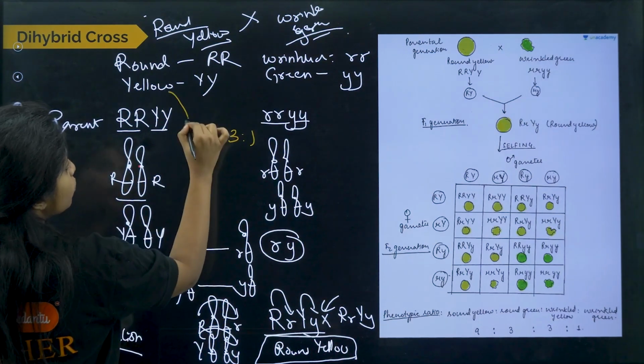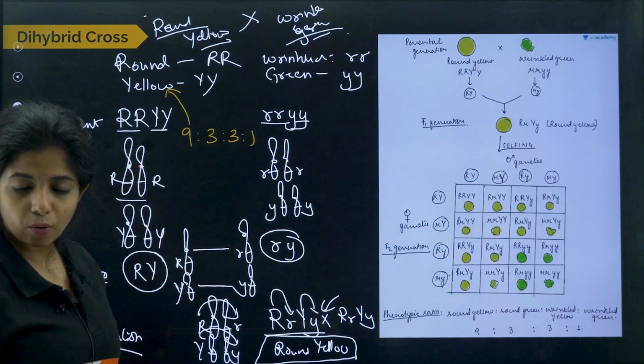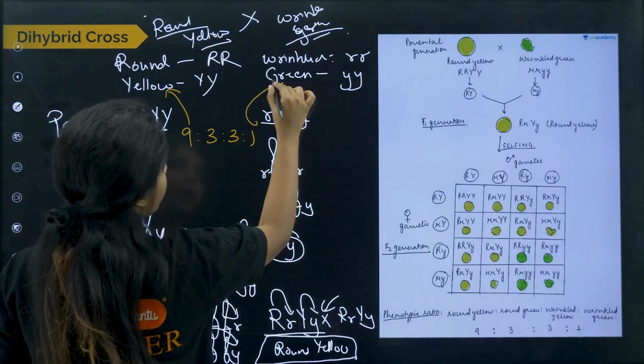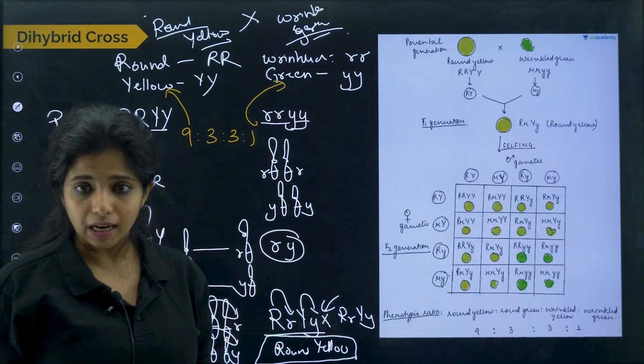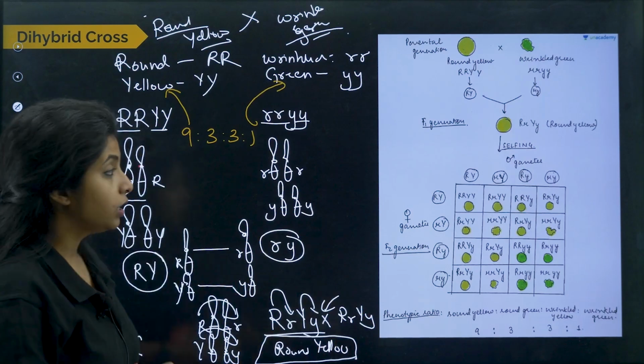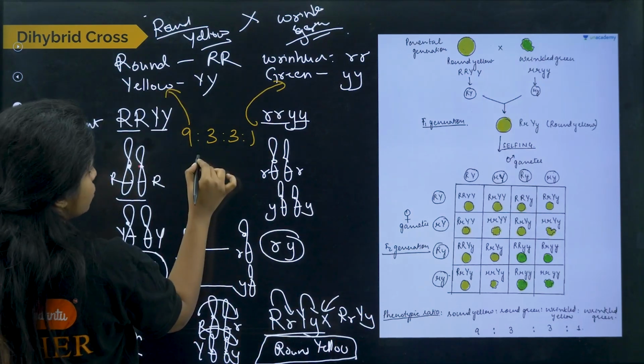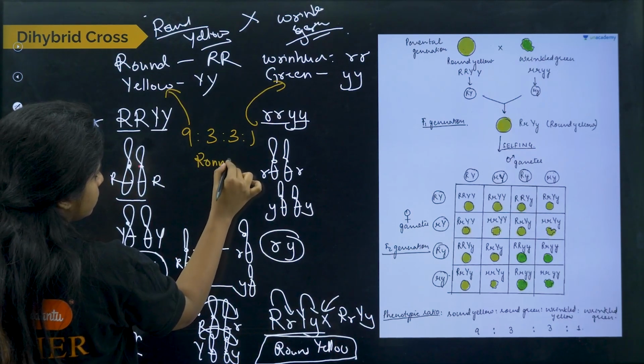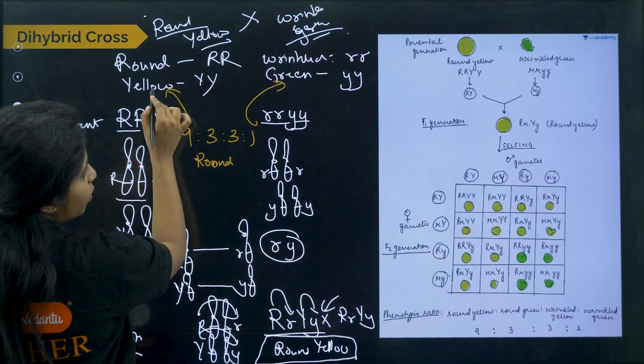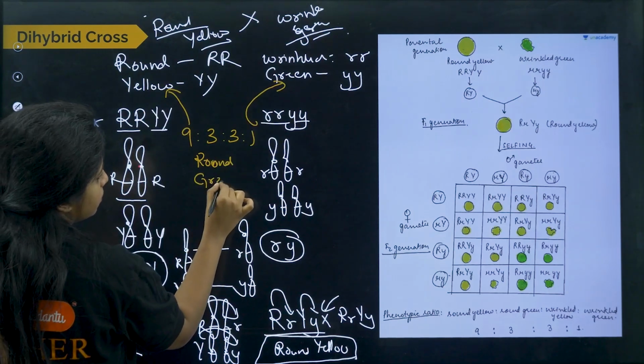9:3:3:1. 9 goes for the parental dominant, that is round yellow. 1 goes to the parental recessive, which is wrinkled green, which we started off as a parent. Now you have to make new combinations. So round, which was with yellow over here, let's make it with green.